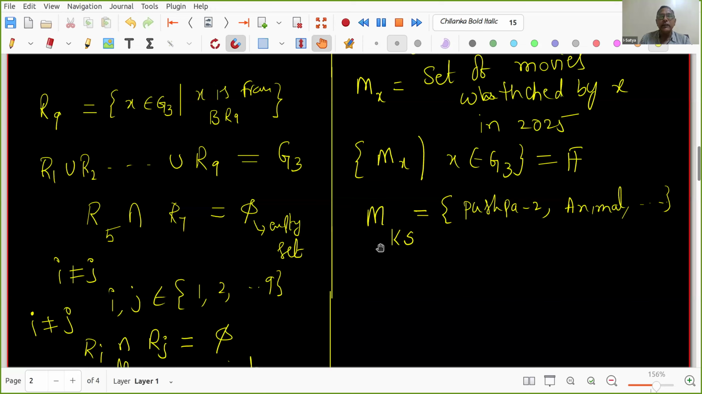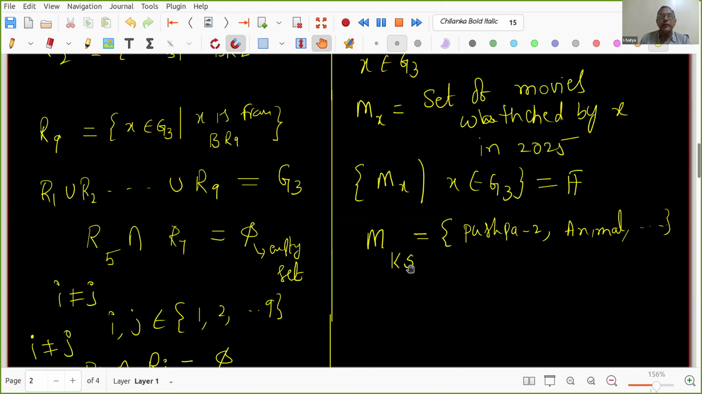But are you clear about what is MKS? You tell me what set MKS contains, Kaushal. The number of movies you watched? No, it is not a number. MKS is not a number, it is a set. MKS is a set. What does this set contain? Movies watched in 2025. By? That is okay, but KS is there. By me. So you need to tell everything. MKS is a set. What is that set? That set is the set of movies watched by KS in 2025. Everything is there in it, right? Yes, sir.